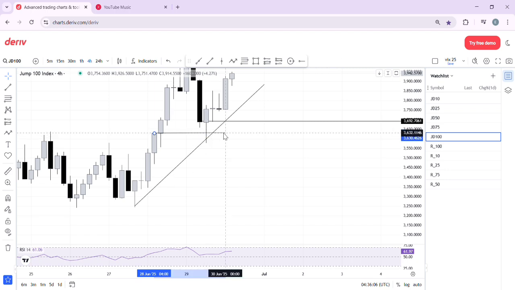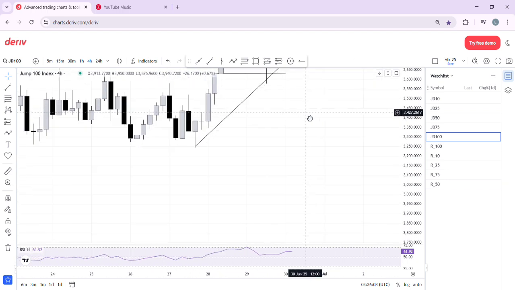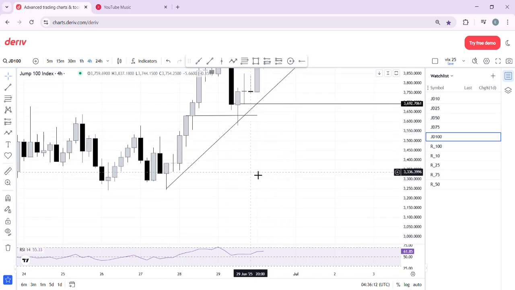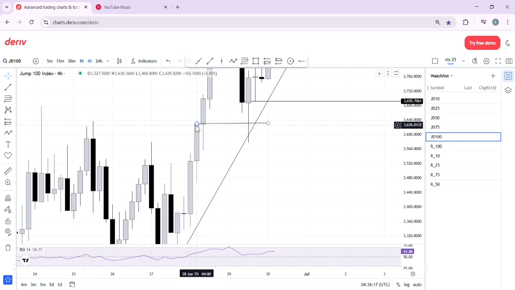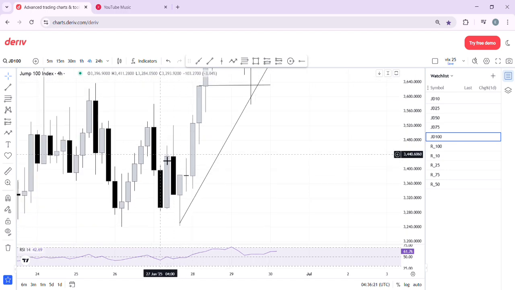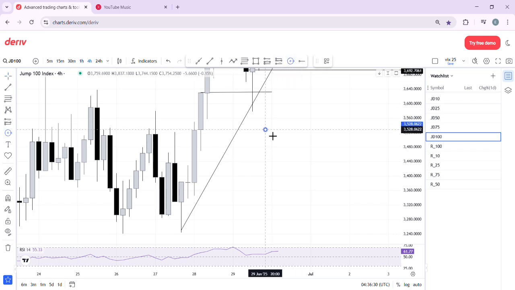You know what closing area means? Closing area simply means area that price closed. Like for instance, here is a closing area because that was where price closed before this candle formed. Here is a closing area. Here is a closing area. Here is a closing area. These are areas that price closed before they formed a new candle.